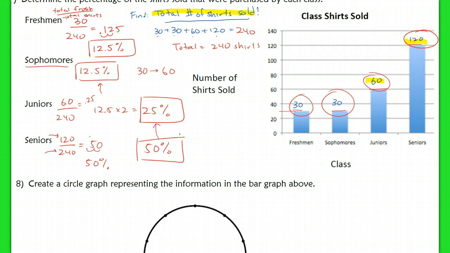All right. One way you can check to make sure that all of your numbers are actually correct is to make sure that when you add them all up, that they add up to 100%.